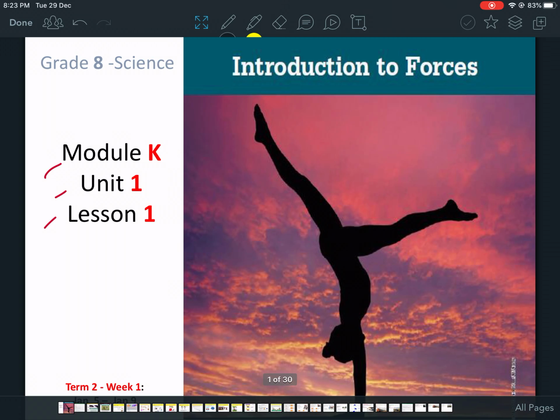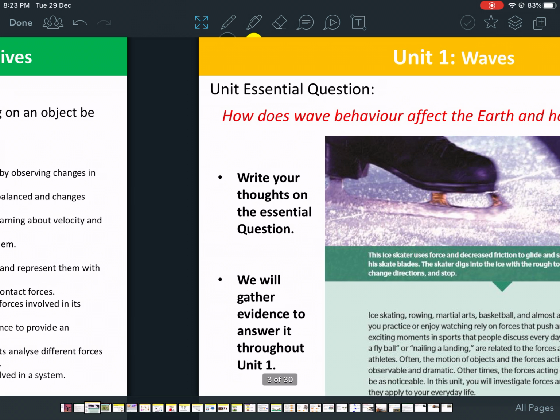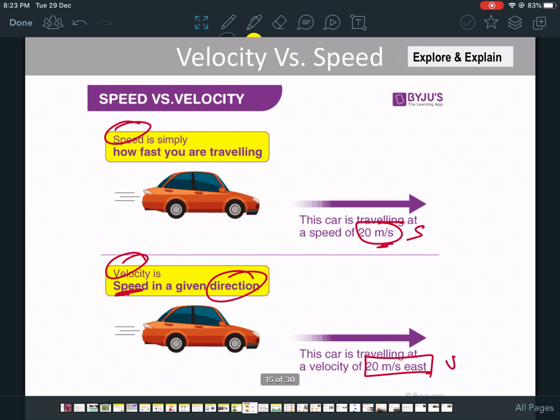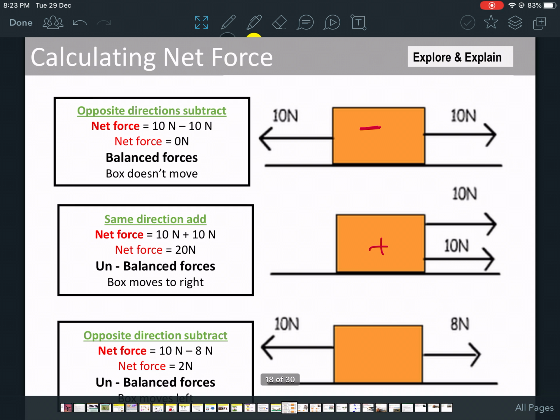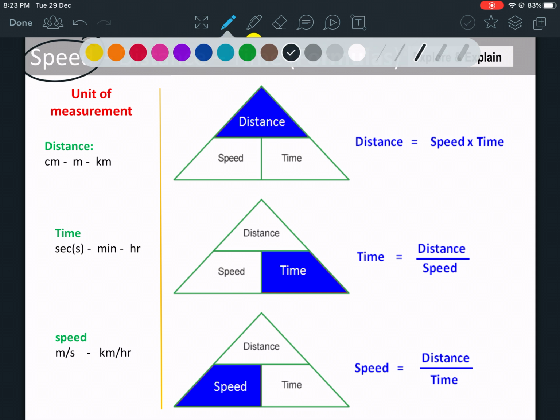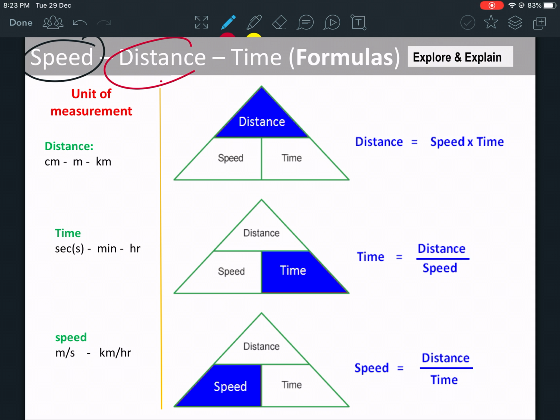Good morning, everyone. So, today's the last part of our lesson. We talked about contact and non-contact forces. We talked about the difference between speed and velocity. We talked about how to calculate net forces. And today we're going to talk about how to calculate speed, distance, and time.